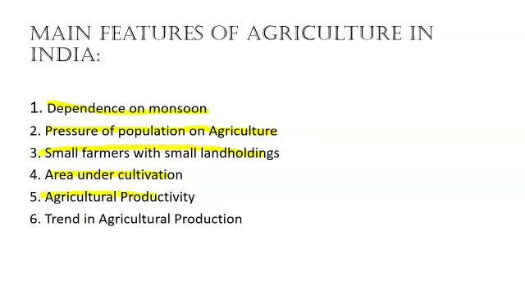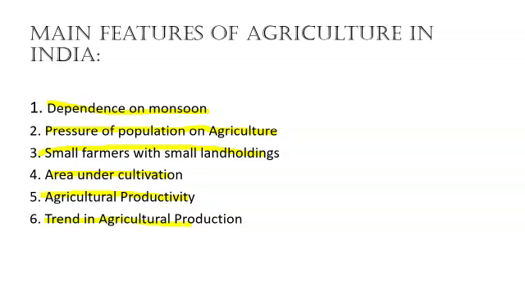Number 5, agricultural productivity. Now in these 5-year plans, agricultural productivity has stepped up. Per hectare productivity of all the grains has increased.